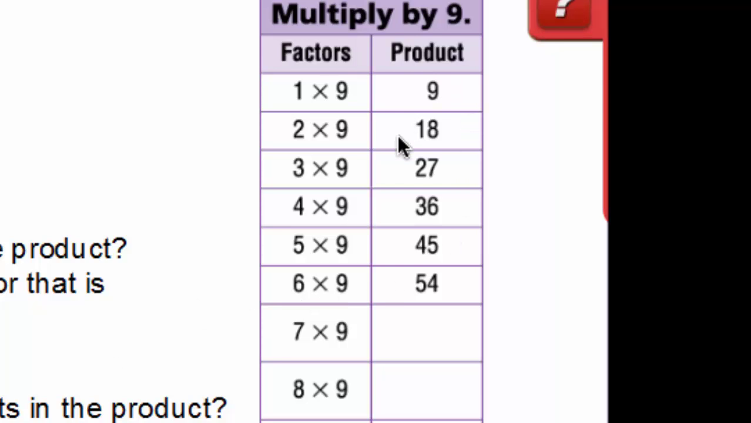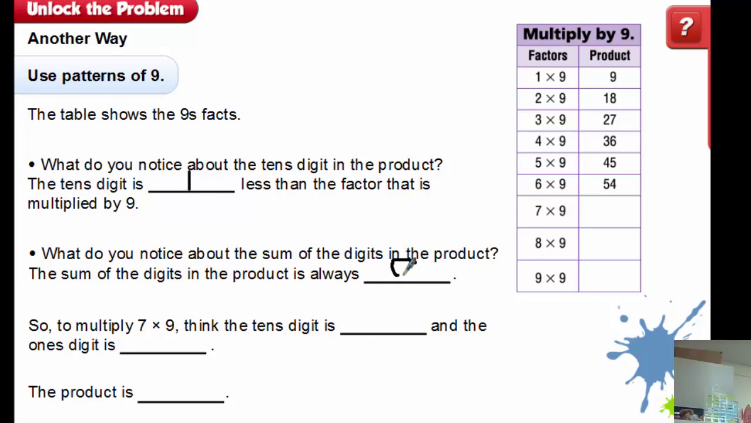Now, what do you notice about the sum of the two digits together? 9 and 0, 1 and 8, 2 plus 7, 3 and 6. Are you catching on? 4 and 5, 5 and 4. I think you're catching it. The sum of the digits in the product is always what? 9.